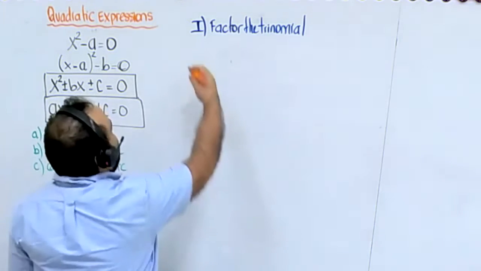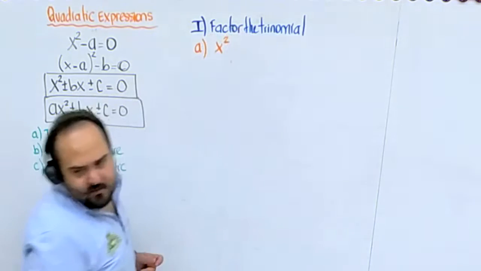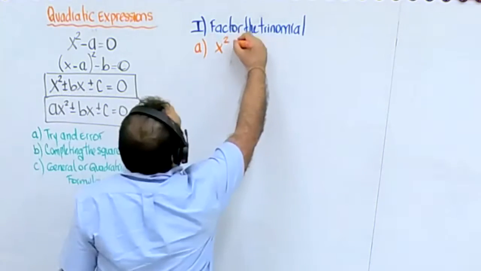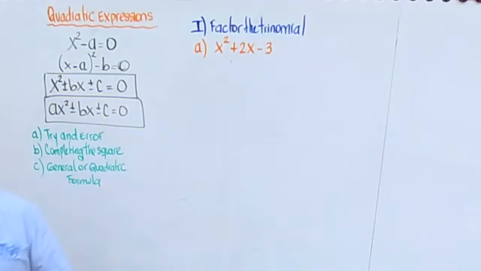Because in letter A, the first example, we have x squared plus 2x minus 3. We are not solving for x. The problem only mentions factor the trinomial. And we are saying trinomial because we have three terms: a squared term, the second one is a linear term, and the third one is an independent term. I'm saying independent term because there is no letter x in the number 3.